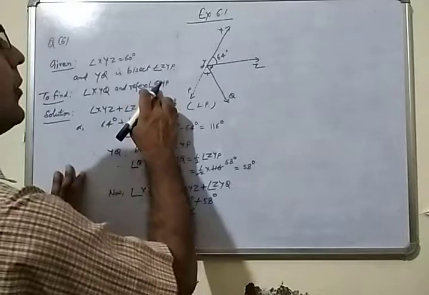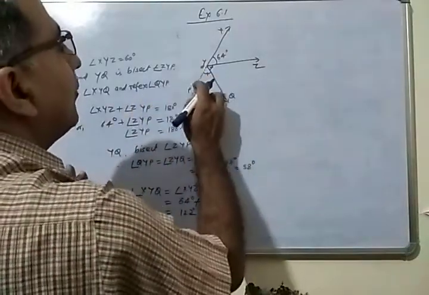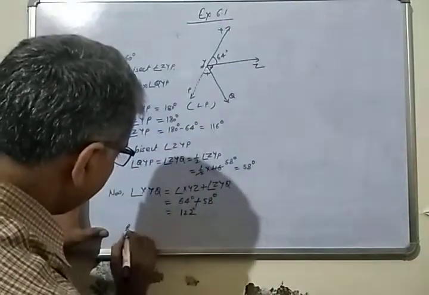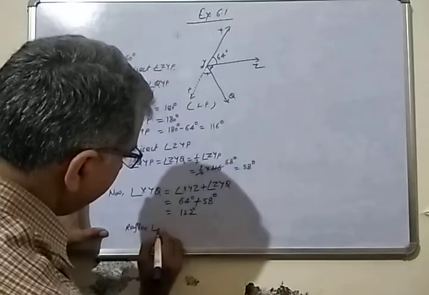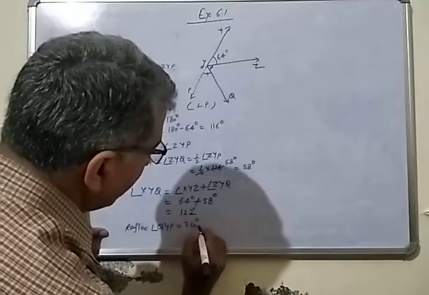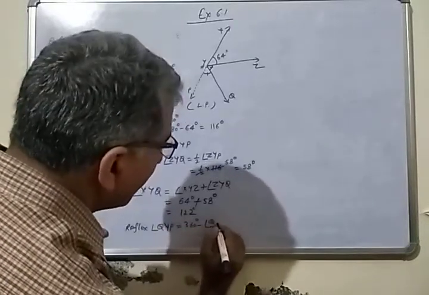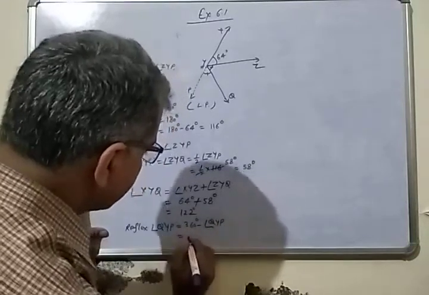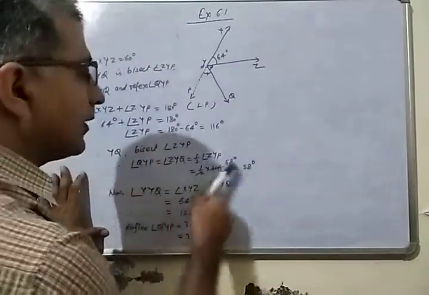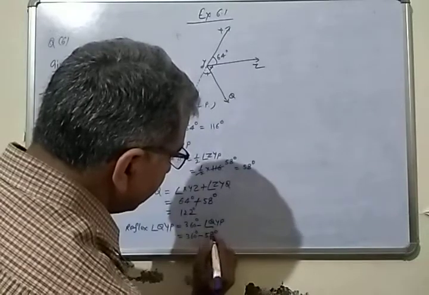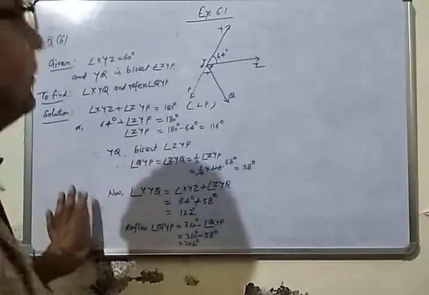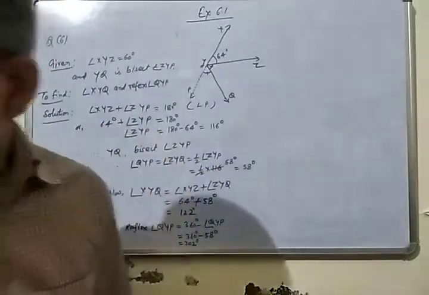Now angle QYP is 58 degrees. Now reflex angle QYP will equal the complete angle minus angle QYP. The complete angle is 360 degrees, so we subtract 58 degrees from 360 degrees. This will be 302 degrees. This is question number 6. So the exercise is completed.